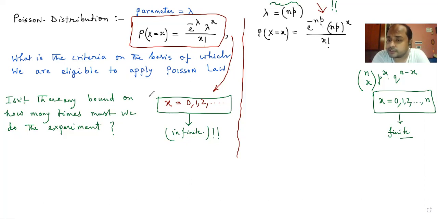Now, in the COVID-19 case, what is happening? Vaccines have been prepared. Covaxin is there. Covishield is there. I am Covaxin vaccinated. You are Covishield vaccinated.